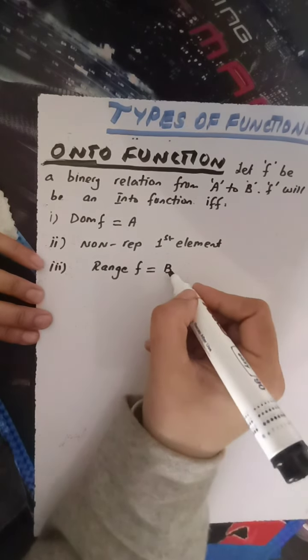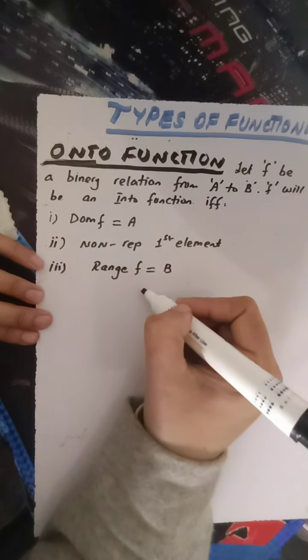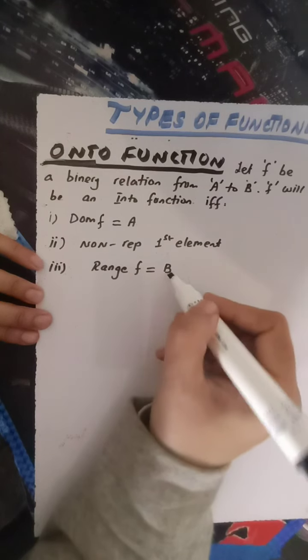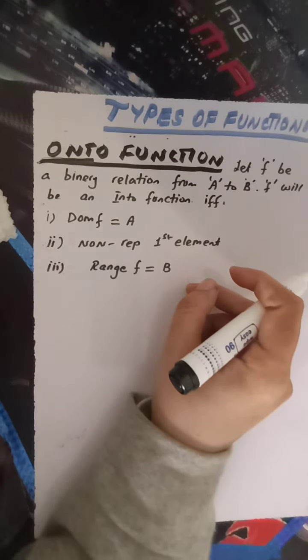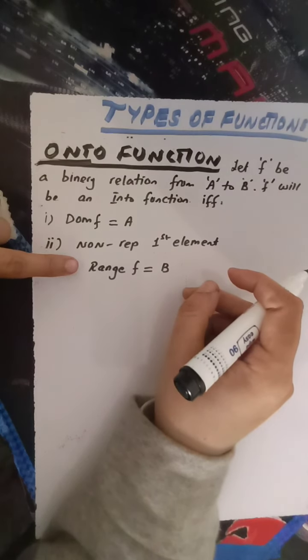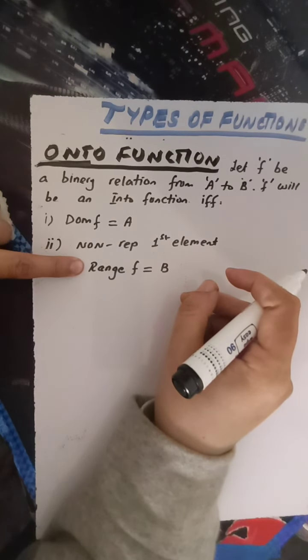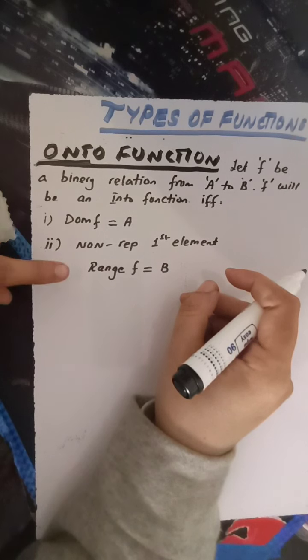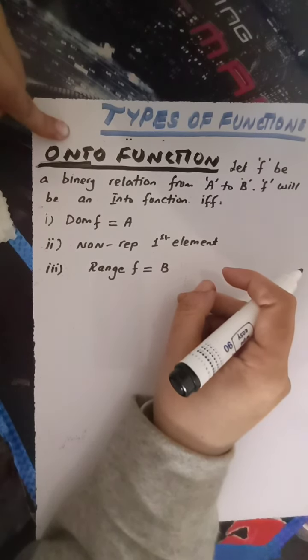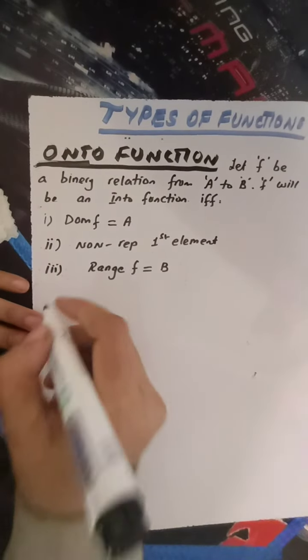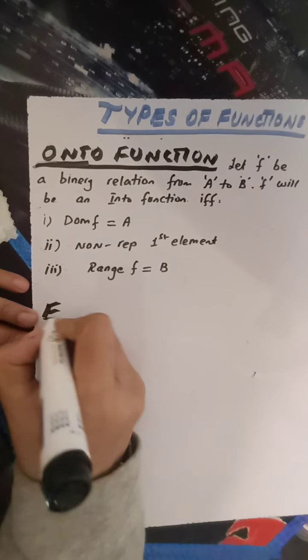In into function, what we had is the inequality, that the range should not be equal to B. Here we are saying that the range should be equal to B. So if the range of f is not equal to B, you are going to say that the given function is into. If it is equal to B, then it will make the given function an onto function. Let me do an example.